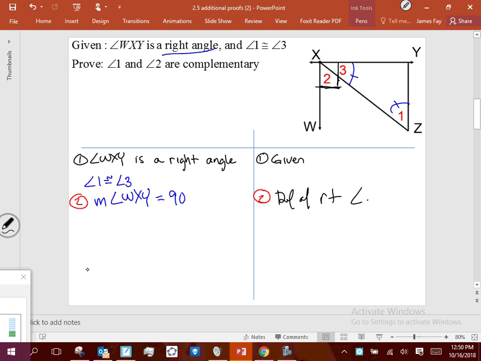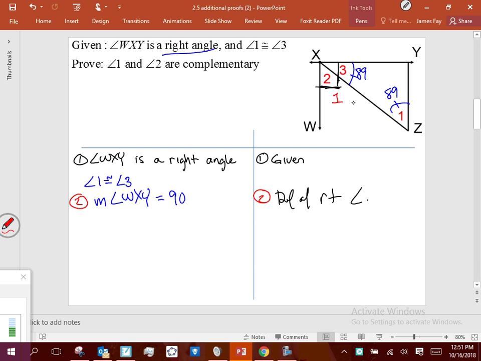Before we get to steps 3, 4 and 5, let's think about this logically. Give me a number less than 90 degrees. 89. That's the one we used last year. So if angle 1 is 89 degrees, what's angle 3? 89 degrees. Then what's angle 2 got to be? If 2 and 3 are complementary, or they create that right angle, it's got to be 1, right?